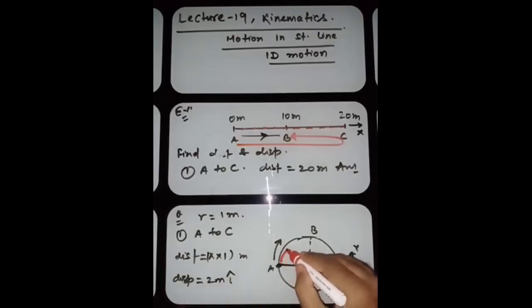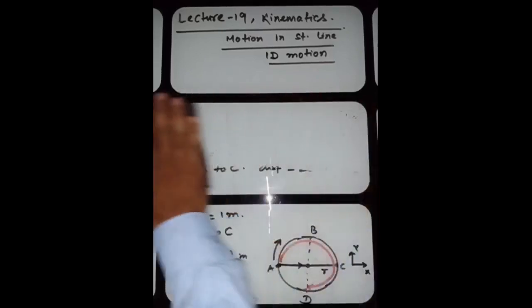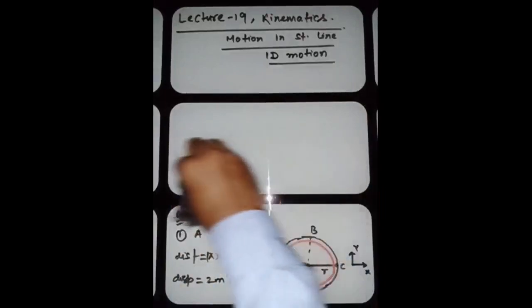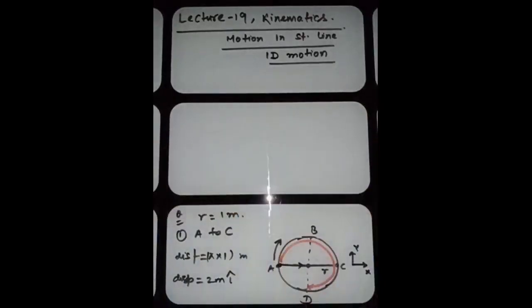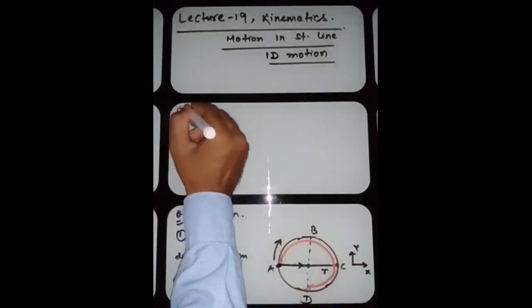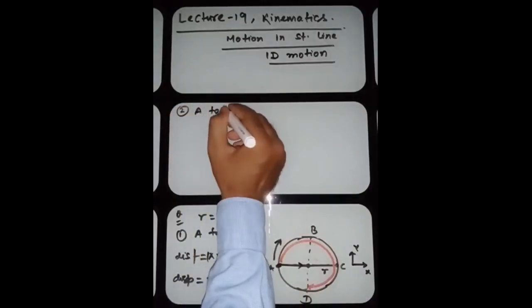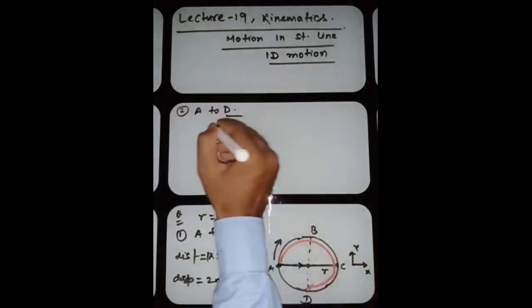Start from A to D. Here you have to find distance and displacement. Of course, you can find, my dear students. I know that it's not very difficult. Here, second one, A to D. You have to find distance and displacement.